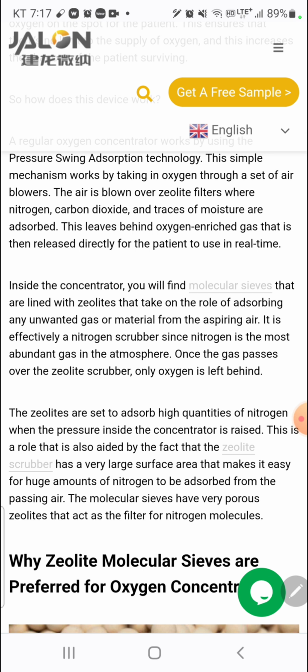Inside the concentrator, you will find molecular sieves that are lined with zeolites. They take on the role of absorbing any unwanted gas or material from the aspiring air. I wonder what the aspiring air is.